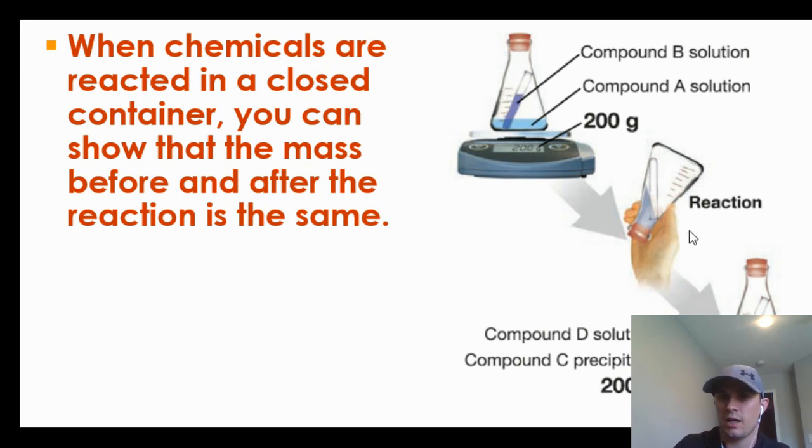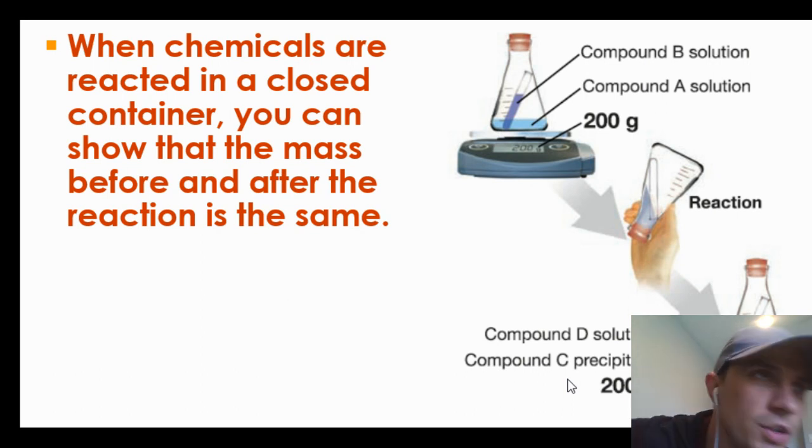Now, we mix it all up, and there's a chemical reaction that occurs, and we know that a chemical reaction occurs because it looks like there was a precipitate formed. Okay, it says compound C, precipitate. Okay, so it became cloudy and turned solid, right? That precipitate is our indicator that a chemical reaction occurred. And look at that. The mass remains 200 grams. And that's the truth. That's really the way it works.